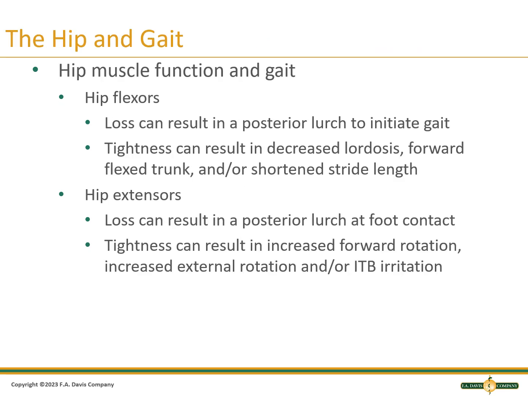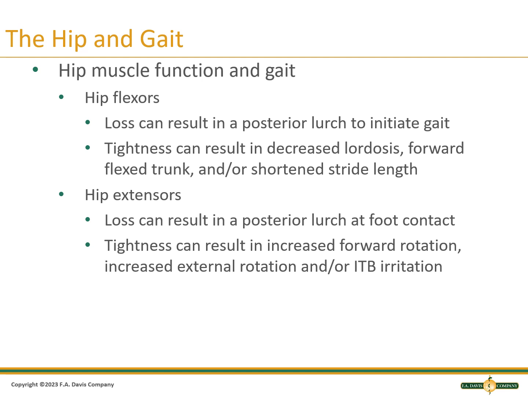The hip muscles play a huge role in gait. So if we see weakness in the hip flexors or loss of function in the hip flexors, we can see the patient use a posterior lurch to initiate gait, so that they're using momentum by leaning the body backwards to send the leg forward. Tightness of the hip flexors can result in a decreased lordosis, a forward flexed trunk, and/or a shortened stride length.